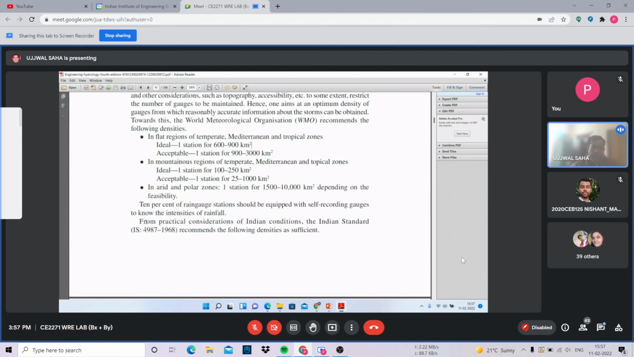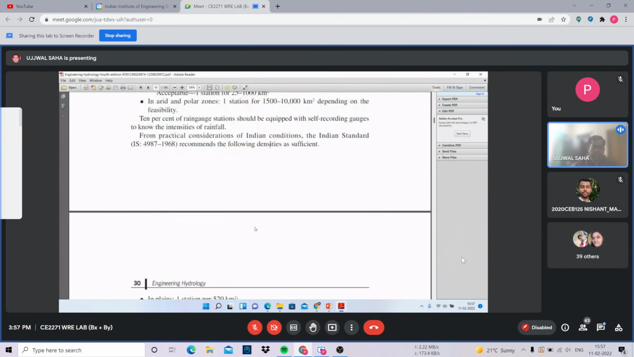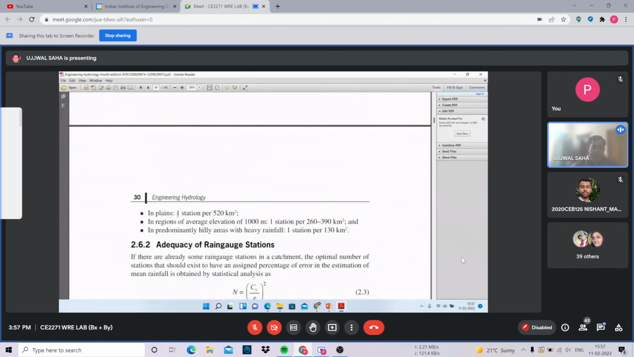But from a practical consideration, in the Indian scenario, it is given: in plains, 1 station per 520 square kilometers. In regions with an average elevation of 1 kilometer, 1 station per 260 to 390 square kilometers. And where rainfall is heavy, 1 station per 130 square kilometers. This is the guideline, but I can assure you we have more than this.